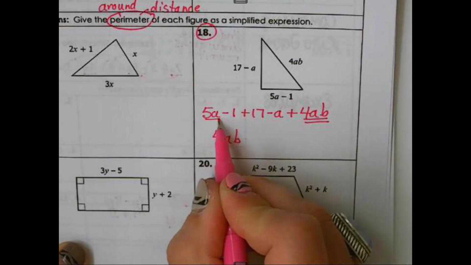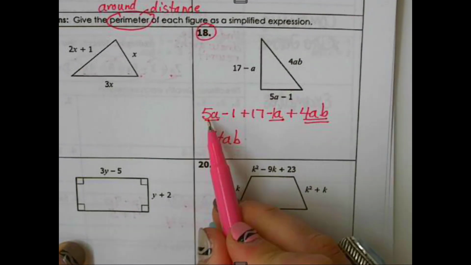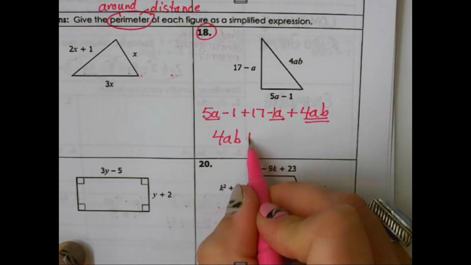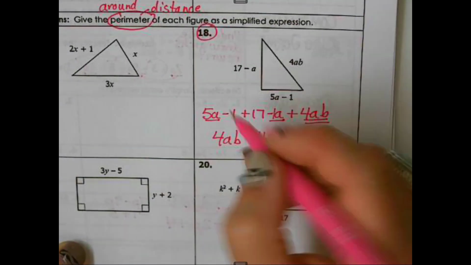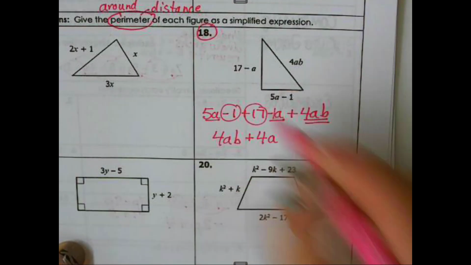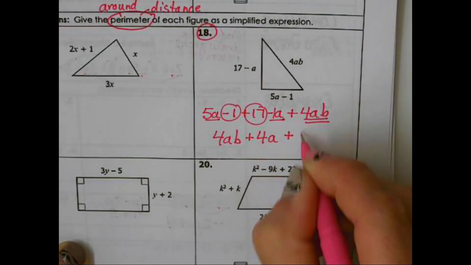I have this 5a that goes with negative a. Remember, there's a 1 there, if that helps you. 5a minus 1a is a positive 4a. And then my constants, I have a negative 1 and I have a 17. Negative 1 plus 17 would give me positive 16.